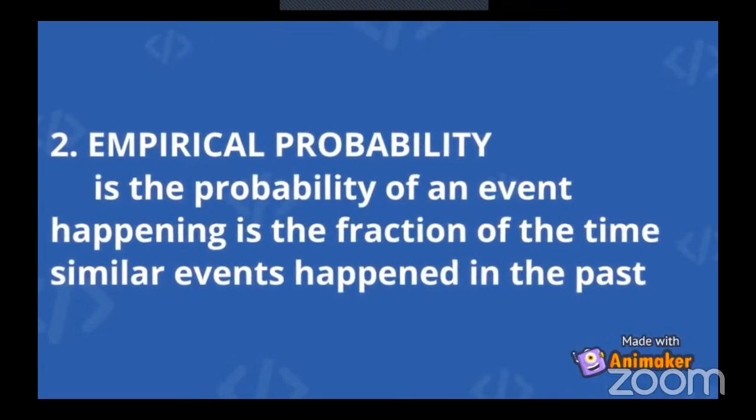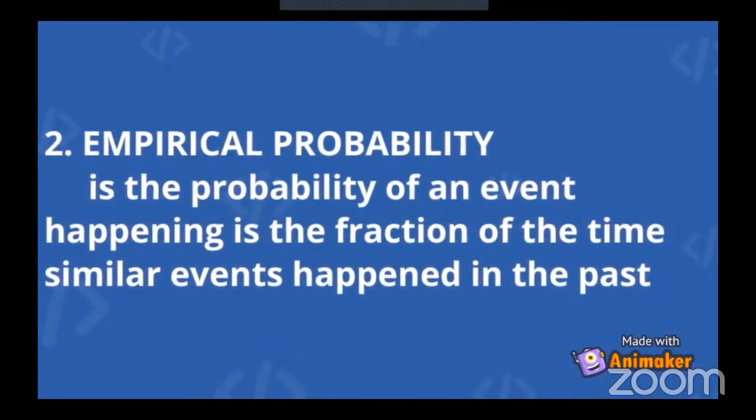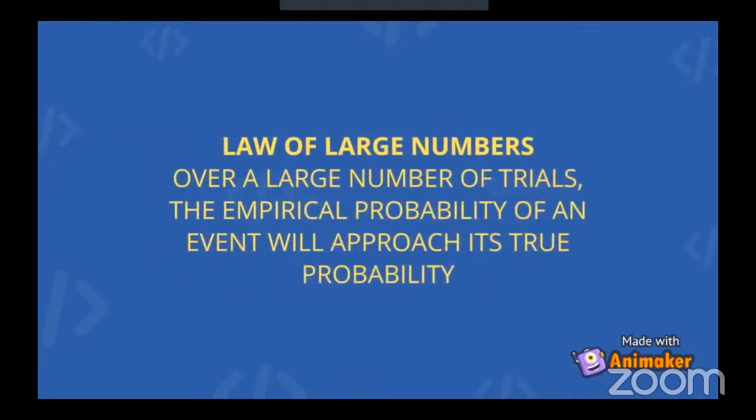Empirical probability is the probability of an event happening, computed as the fraction of the time similar events happened in the past. Law of large numbers: over a large number of trials, the empirical probability of an event will approach its true probability.